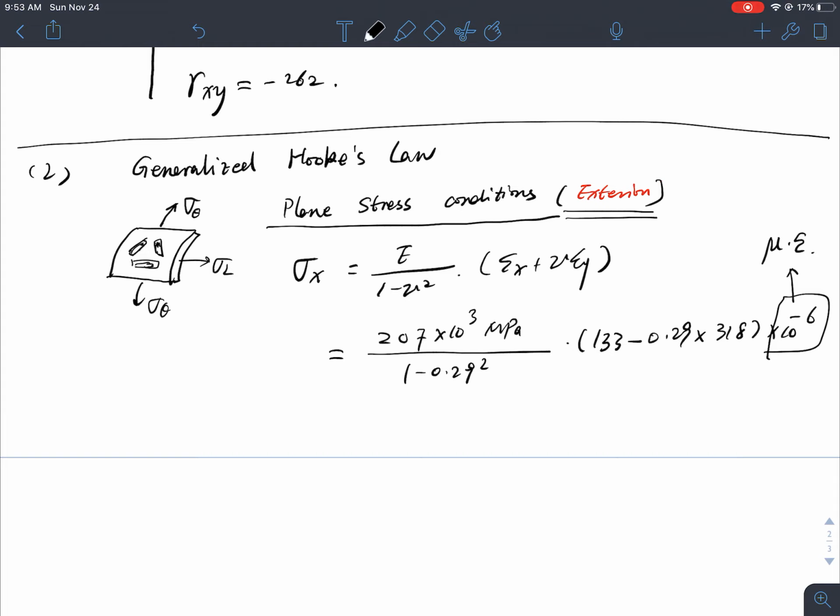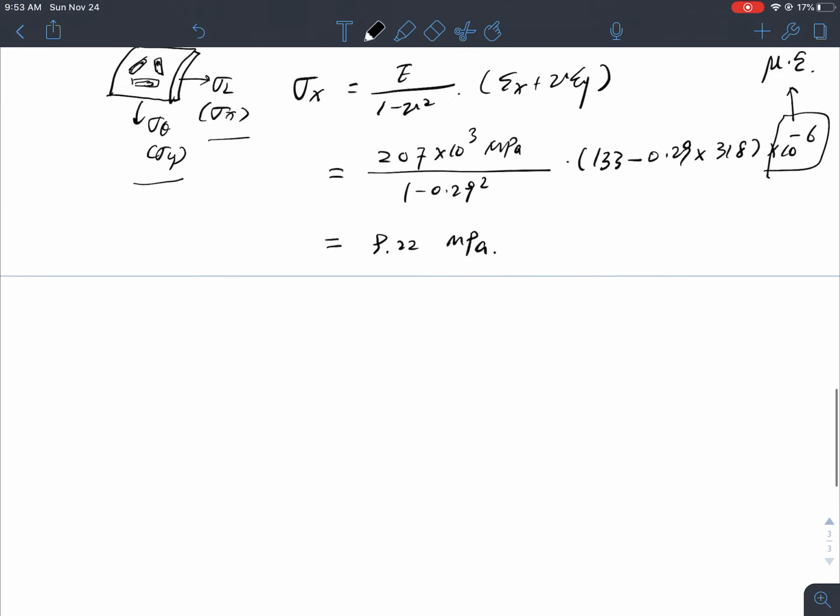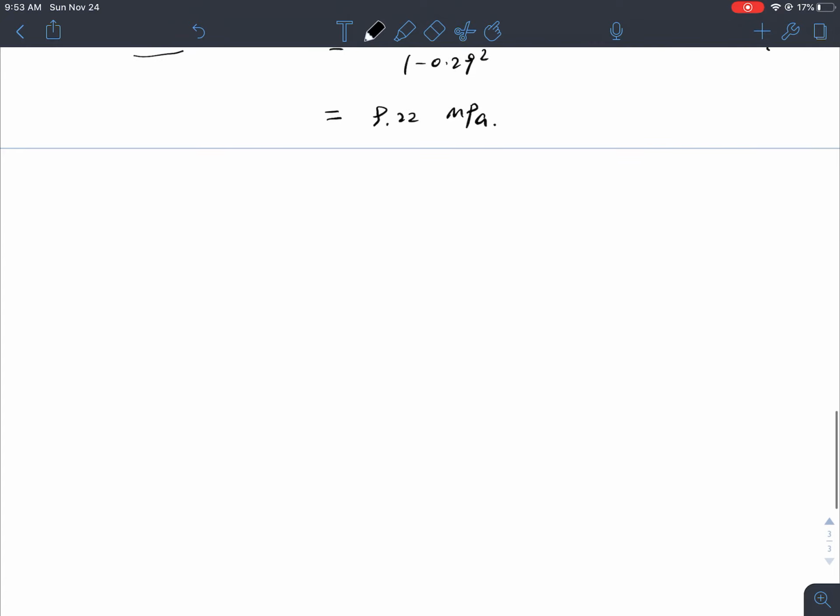Now I can directly get my stress in the x direction, which is 9.22 megapascal. To make sure I label right, this is x and this is y, which goes along with the local coordinate system. So that is the stress for sigma x.